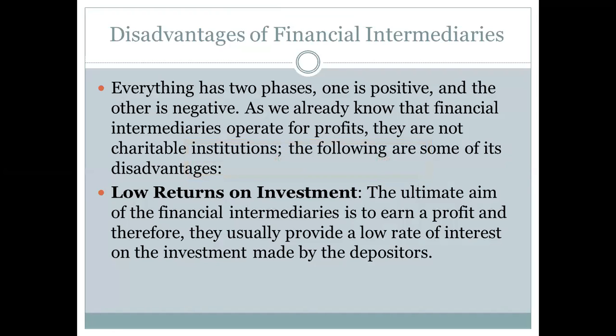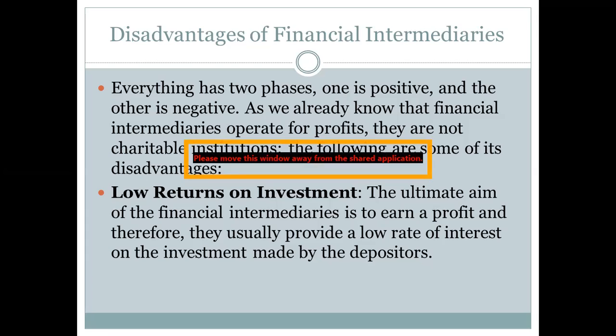Look at the disadvantages now of financial intermediaries. Everything has two phases. One is positive and the other is negative. As you already know, financial intermediaries operate for profits. They are not charitable institutions. The following are some of its disadvantages.